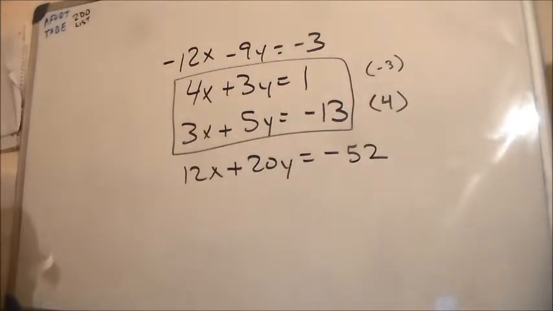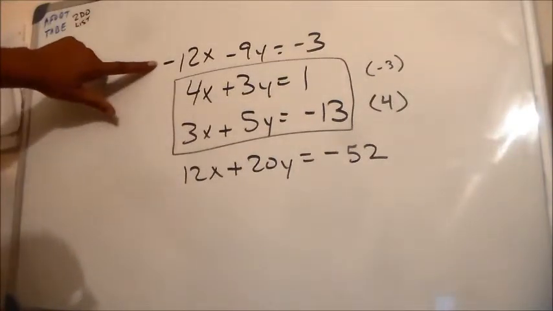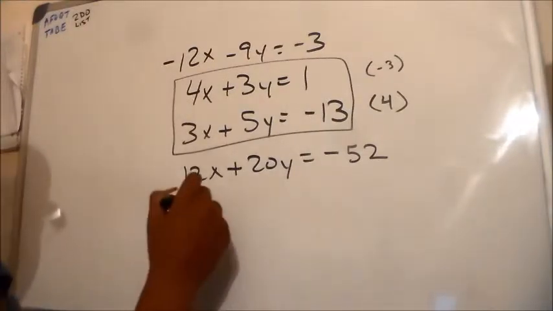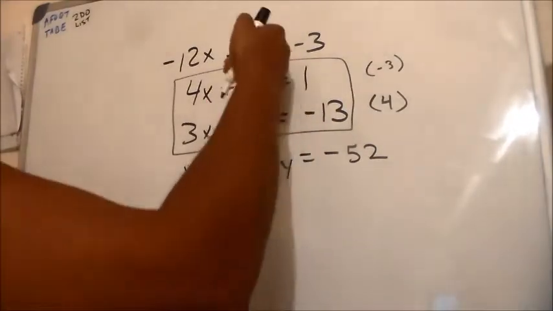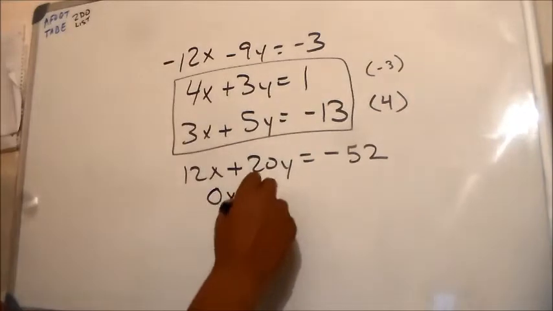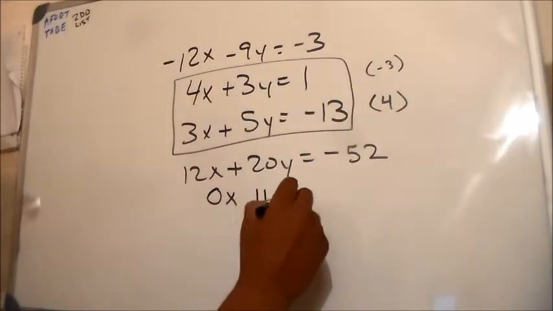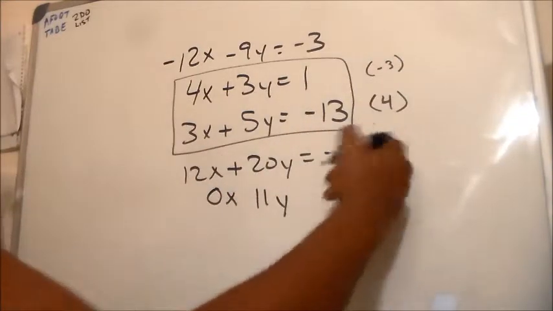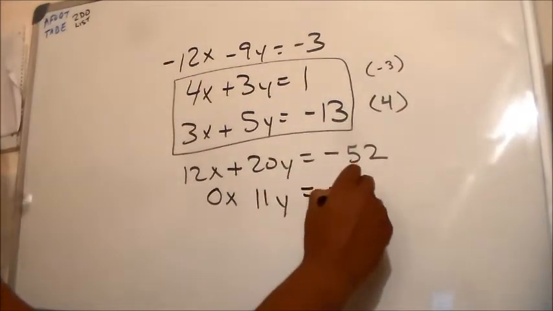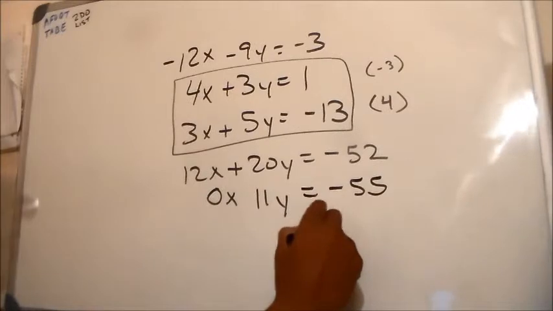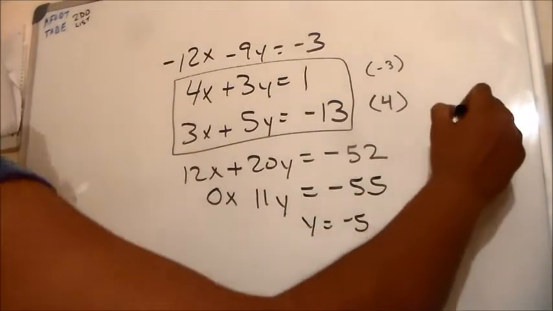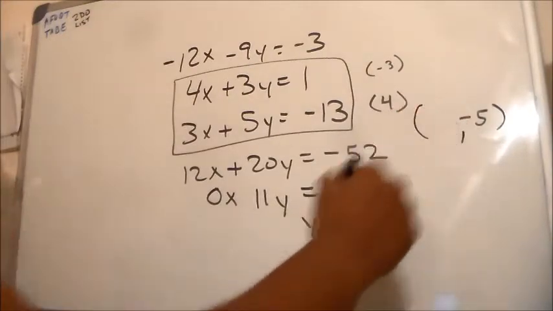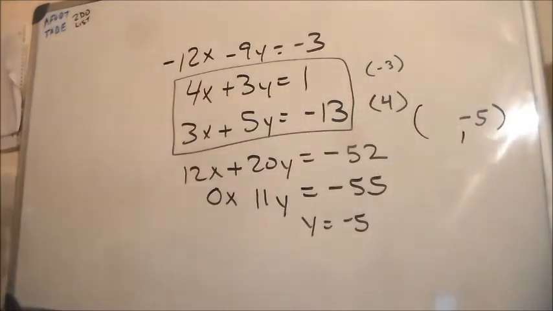All right, so we're going to work with these. Negative 12x and 12x is 0x. Negative 9 and 20 is 11y. Alright, and then 3, we're adding down, and 52 just winds up negative 55. So y is equal to negative 5. We have negative 5 as our y value.